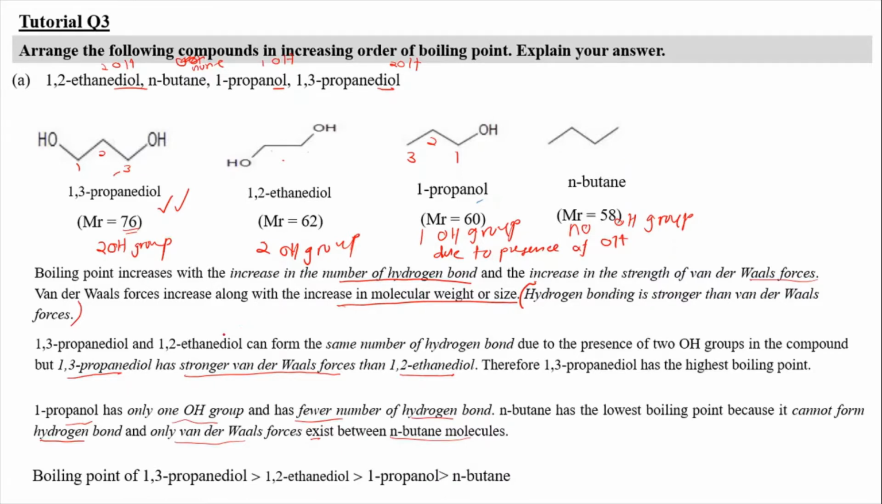Okay, so you can say that the boiling point of 1,3-propanediol will be higher than 1,2-ethanediol, and will be higher than 1-propanol, and will be higher than N-butane. So this one is going to be the highest boiling point. This one is going to be the lowest boiling point. Okay.